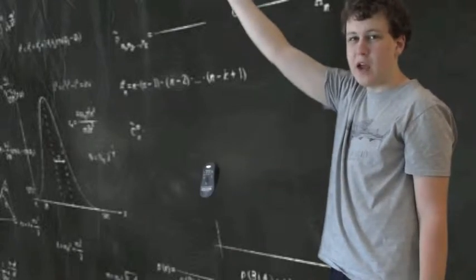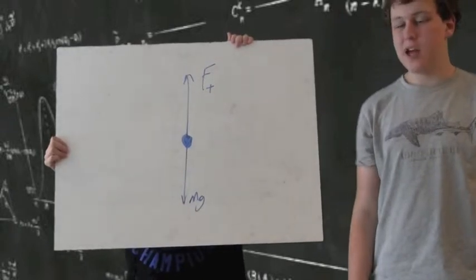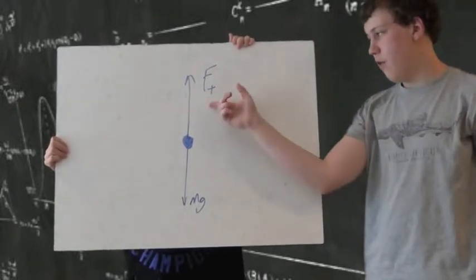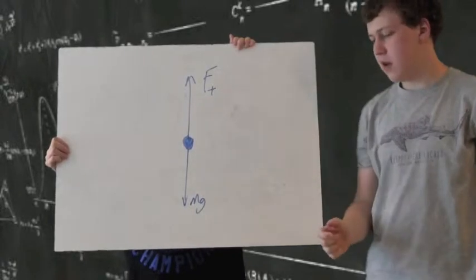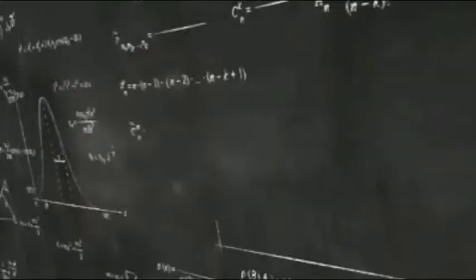Let's do a free body diagram. Here is a free body diagram for the mouse. As we know, it is hanging from a wire. Therefore, there is a tension force and it is not accelerating. So, the mg must be equal to the tension force.